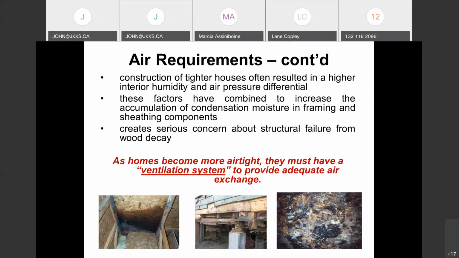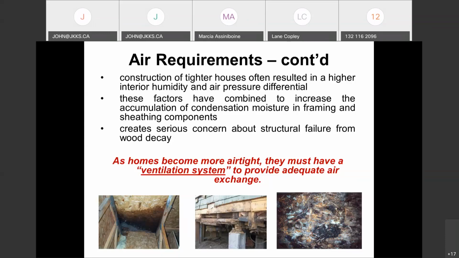Again, if we take a look at it, the text in red here says as homes become more airtight, which is really where the building codes have gone, they must have a good ventilation system to provide adequate air exchange. And certainly ventilation isn't the only thing. Last time we talked about sealing up the joints, or the holes, or the gaps in the construction that happen to occur. So better sealing of that outer building envelope, or we'll call it layer of the building.